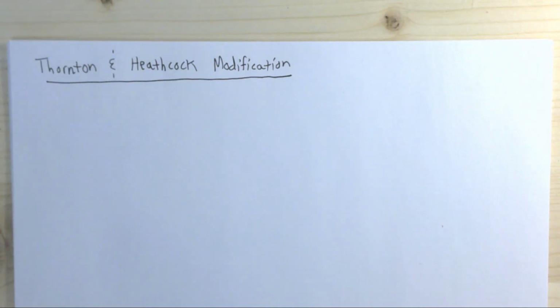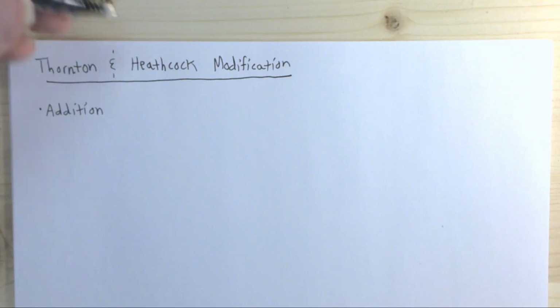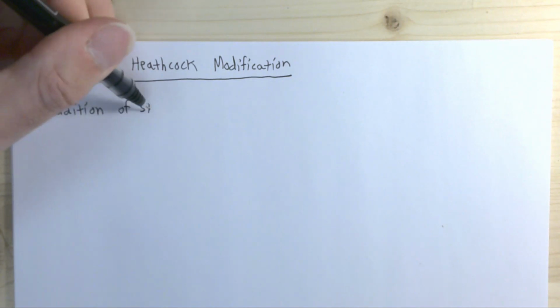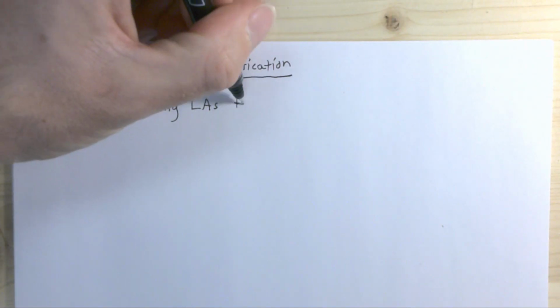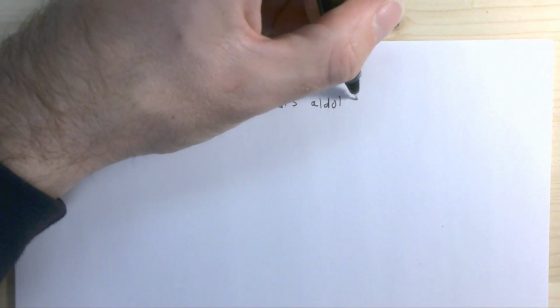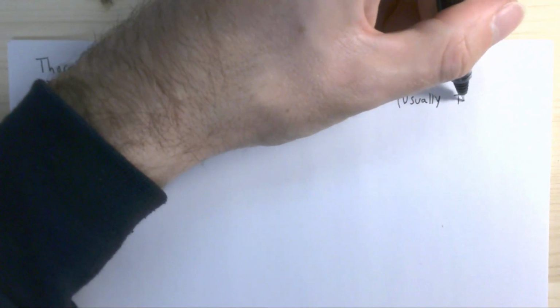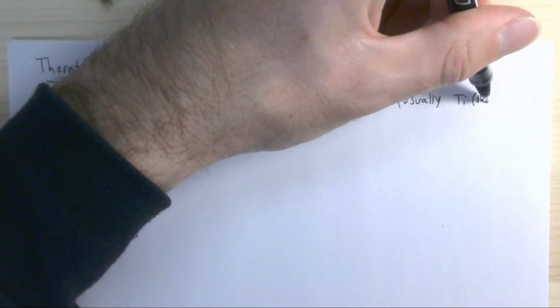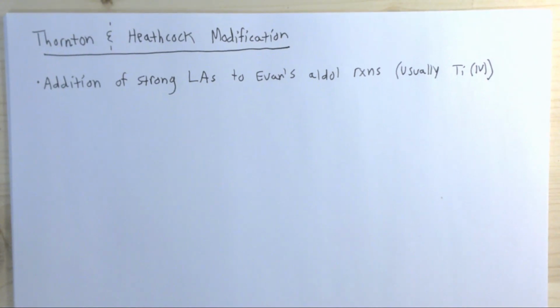Okay, so the Thornton and the Heathcock modification involves the addition of strong Lewis acids into these reactions. Usually we use titanium, and it's usually titanium 4. Let's see what happens when we do this. So let's take a look at the following example.